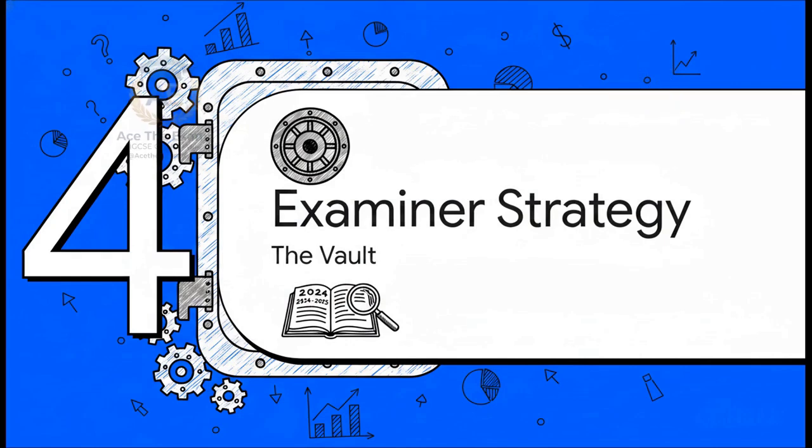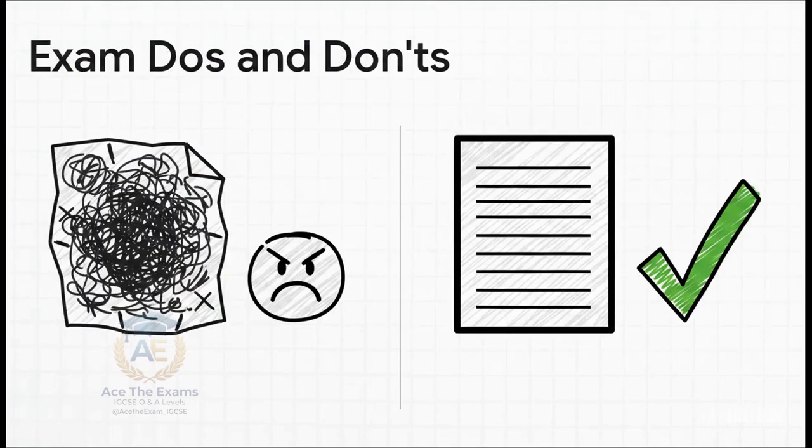Finally, we reach part 4, the vault, examiner secrets and strategy. I am securing my senior examiner hat tightly right now to deliver some high-stakes insights directly aligned with the 2028-2030 reporting standards. Let's be ruthless about these common pitfalls. Do meticulously distinguish between revenue and capital items. Confusing these two fundamentally distorts profit calculation.